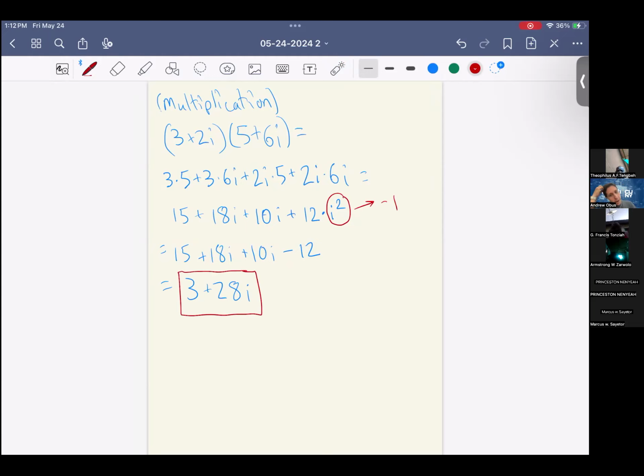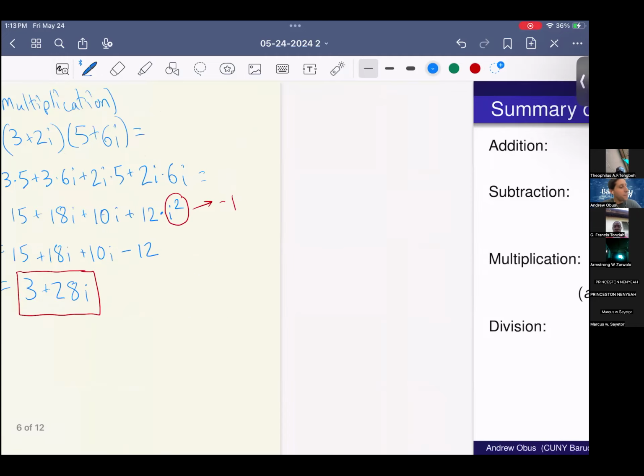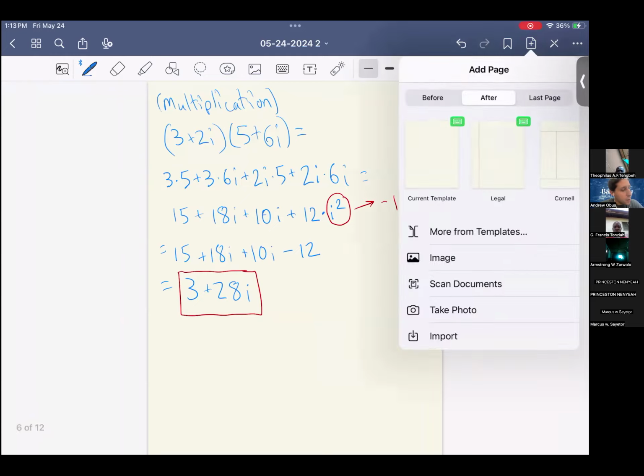All right, any questions on how we did this example? It's very clear. Okay, great. All right, so let's move on. Let's do division.